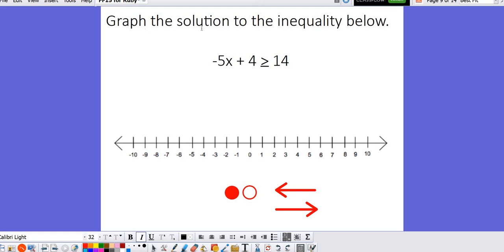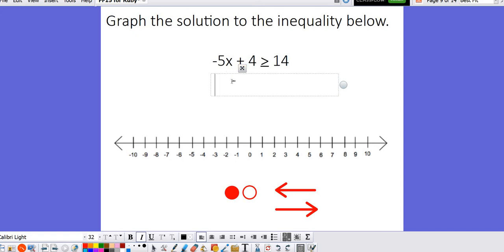Okay, we're going to start working on this. This is graph the solution to the inequality below. We haven't done one of these in a long time, so we're probably going to need a little bit of practice here. So let's go ahead and look at this and see where we can get started. This says 5x plus 4 is greater than or equal to 14.